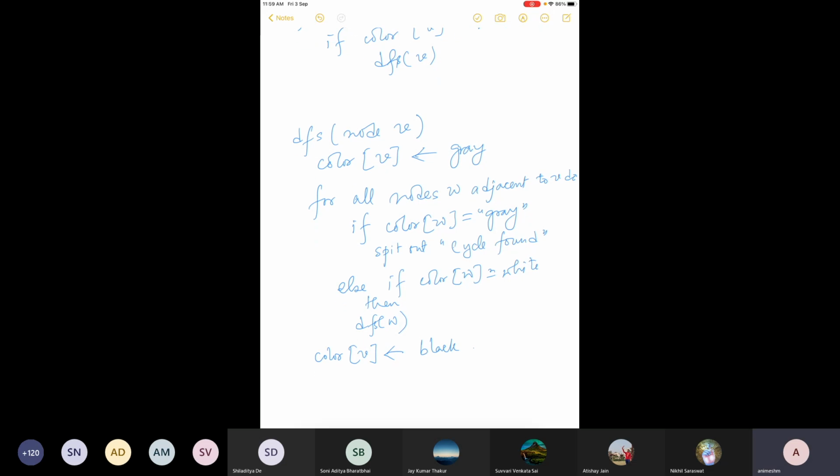So you have just simply modified the basic DFS algorithm, but now as soon as you have discovered a back edge, you flag that a cycle is present. If you are never able to discover a back edge in your whole DFS traversal, then that means that graph does not have a cycle.